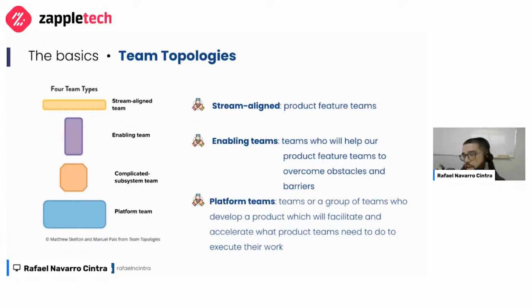Then we have the enabling teams. Enabling teams are usually teams who will help our product teams to overcome obstacles and barriers. I'm gonna talk a little bit more about the enabling teams in a second, but I want to talk a little bit first about the platform teams. The platform teams is usually the teams, or group of teams in some cases, who will develop a product, which is the platform, which will facilitate and accelerate what the product teams need to do.